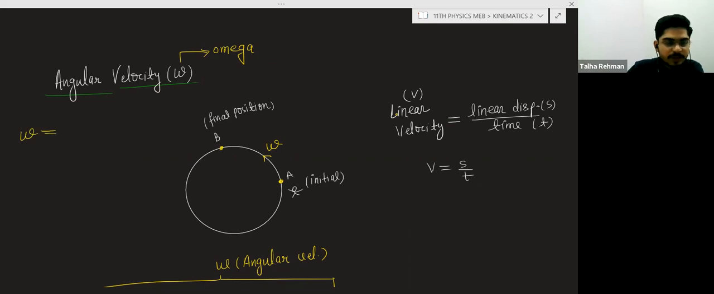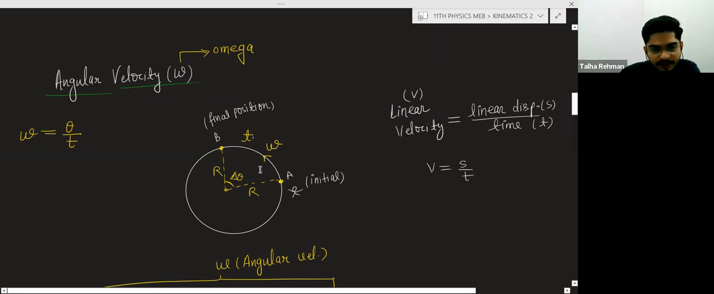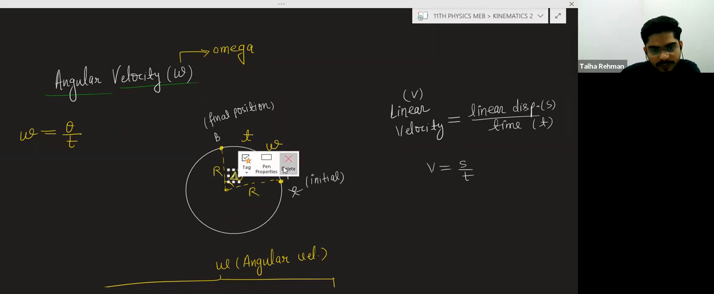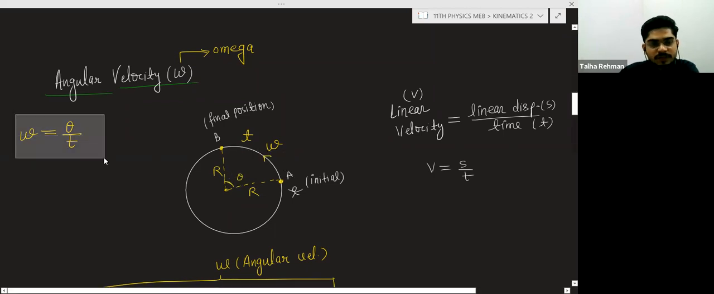So what is angular velocity? Angular displacement, that is theta, divided by the time. Suppose this is the center of the circle, and these are radii, and this angle is delta theta, and in covering this delta theta, the time taken is t. So your angular velocity will be theta divided by time.